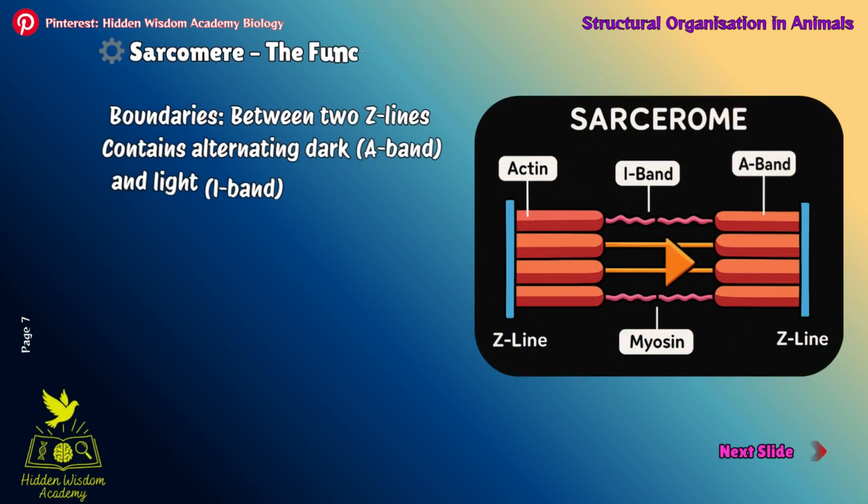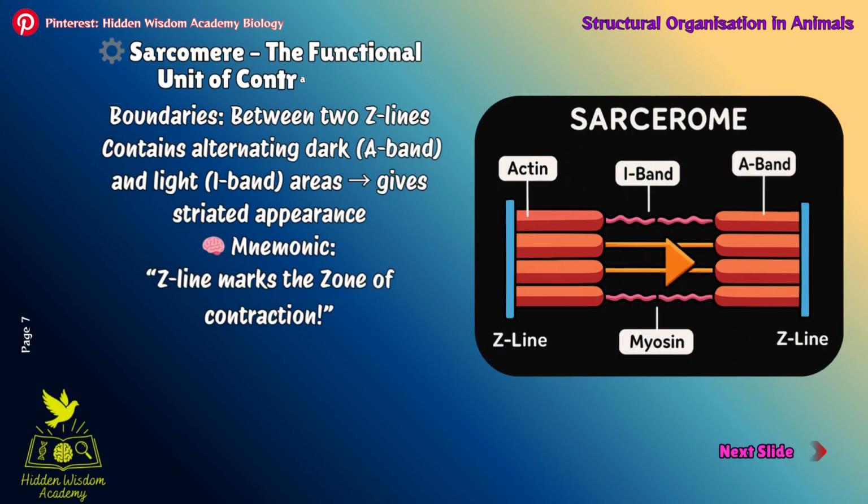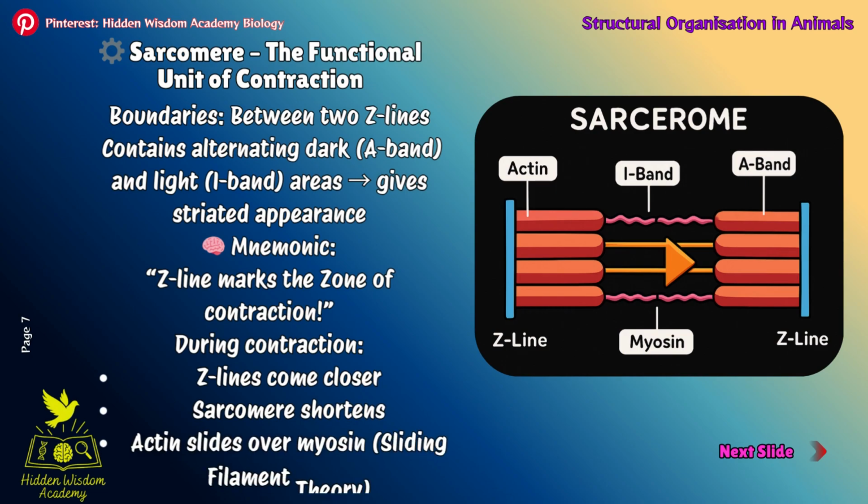During contraction, the actin filaments slide over myosin, bringing Z-lines closer. This is the sliding filament theory. Remember, A-band remains constant, but I-band shortens as the muscle contracts.